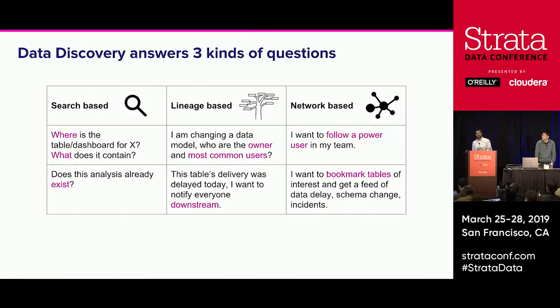Cool. And then we asked people what kind of questions they wanted answered, and we divided them into 3 different categories. The first question is search-based. Like, I just want to do analysis on rides or cancels, and I just want to search where this information is. The second one is lineage-based.